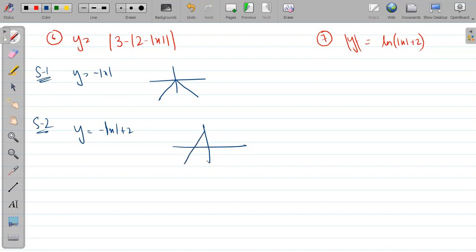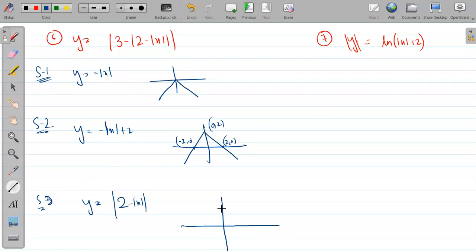So yes, definitely we can find the points. What points will you get? Can you tell me? The points will be (minus 2, 0), (0, 2), and (2, 0). Very basic. Step 3: you have to put mod over it. 2 minus mod x, you have to put mod over it. Whenever you put mod over it, what will you get? The negative part will be taken as an image and it will be moved like this. This is (minus 2, 0).